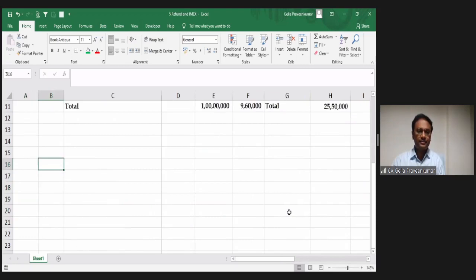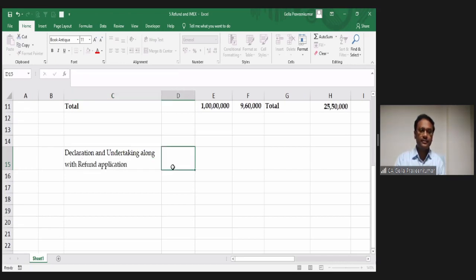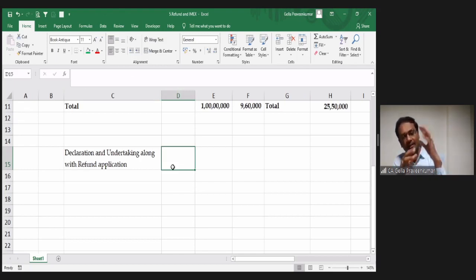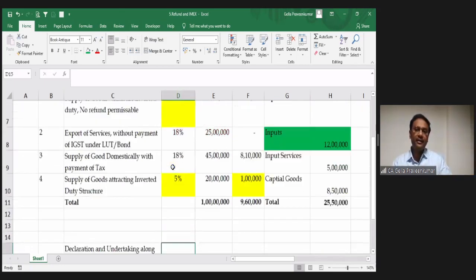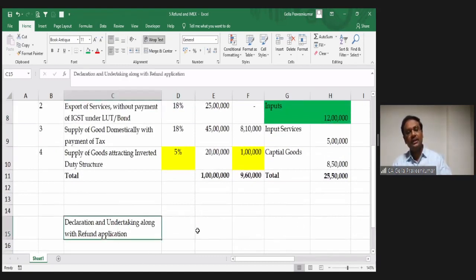So Raman, there's a declaration and undertaking along with refund. Now, the question from Raman is, sir, when you're filing this refund application, are you eligible for input tax credit? Whatever input you have taken, are you eligible for claiming a refund of this, or will there be a deduction from that? Now, to answer this question, I'll explain this way.